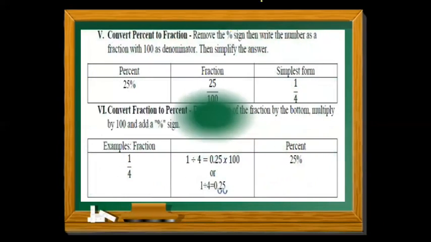Let's have convert percent to fraction. So yun nga yung sinabi ko, di ba? Remove the percent sign, then write the number as a fraction with 100 as a denominator. Kapag 25%, so lagi yan, pag percent sign na yan, lagi natin gagawing 100 yung nasa denominator niya. And then, simplest form niya, 1/4. Yan lang. Because these numbers are both divisible by 25. So 25 divided by 25 is 1. And 100 divided by 25 is 4. So the answer is 1 over 4.